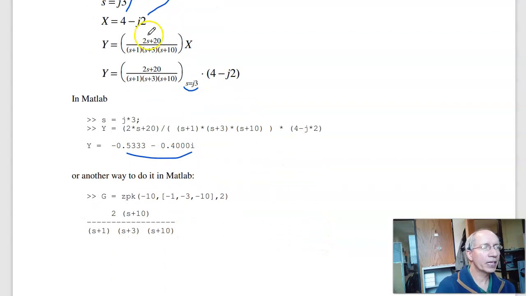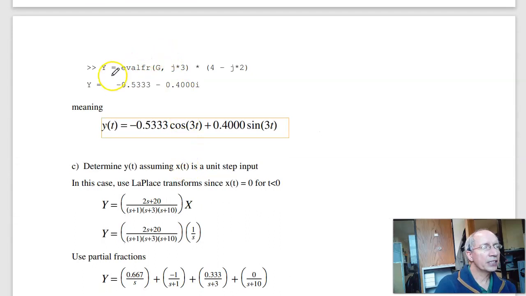Or another way, I can input the system into MATLAB. This is doing ZPK. This is 2 times S plus 10. So I've got a 0 at minus 10, poles at minus 1, minus 3, minus 10, and a 2 out in front. I could then say G, or Y, is G of S evaluated at S equals J3. That's what evaluate frequency does, times X, same answer. What that means is the real part is cosine, minus J is sine.